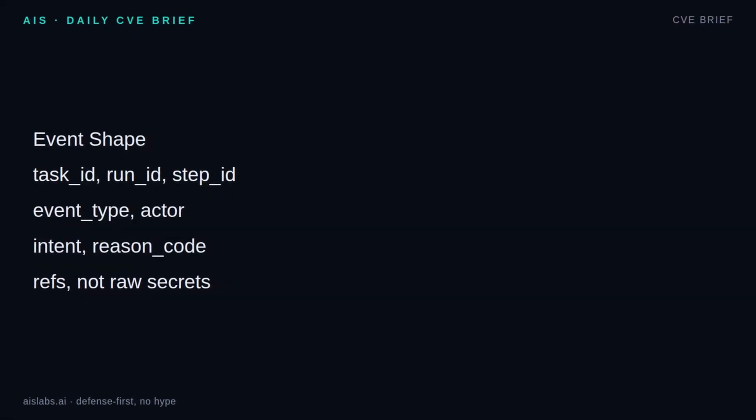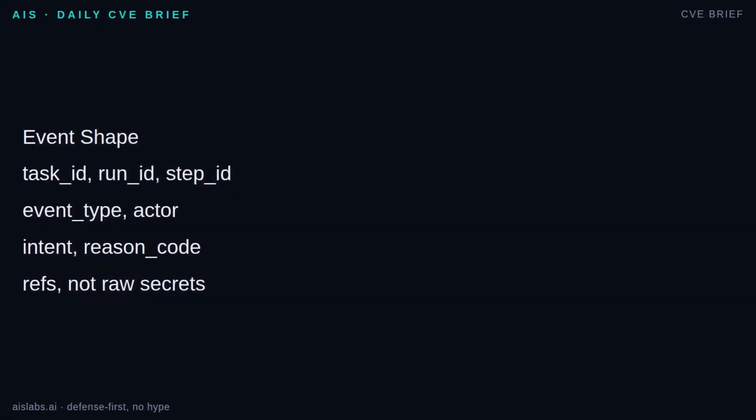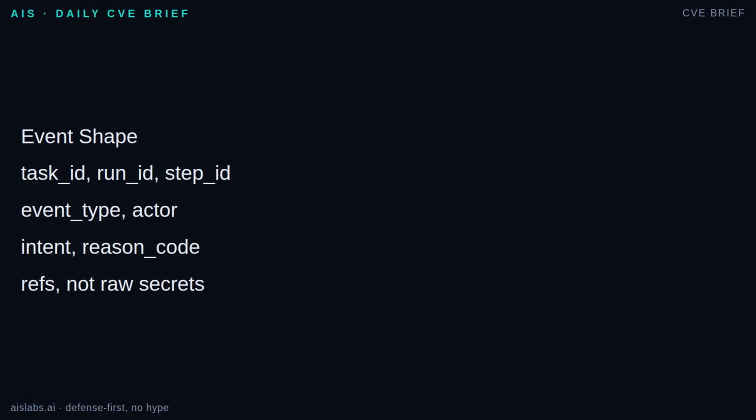Mechanically, treat logging as part of the loop protocol, not decoration. Start with task ID, run ID, and step ID. Add event type: decision, action, verification, side effect, error, or budget update. Add actor: model, tool, loop controller, or human. For decisions, record intent and a short reason code, not a novel. For actions, record tool name, arguments reference, and result reference.